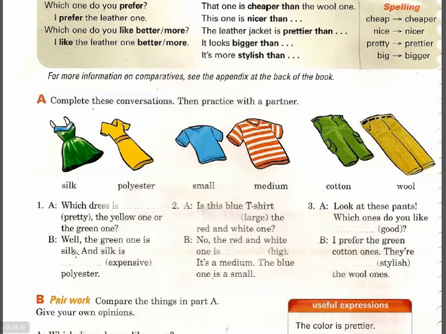Well, the green one is silk, and silk is expensive. Expensive is a long adjective. So silk is more expensive than polyester. More expensive than.